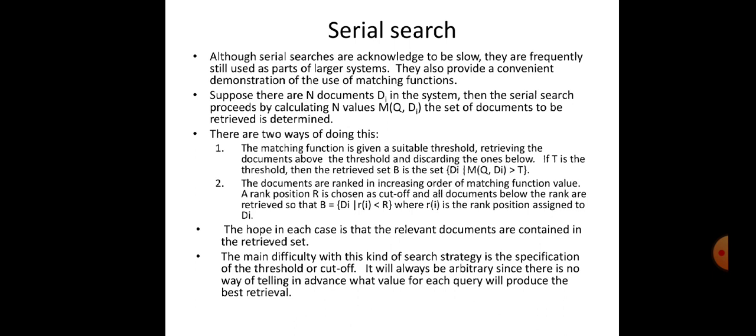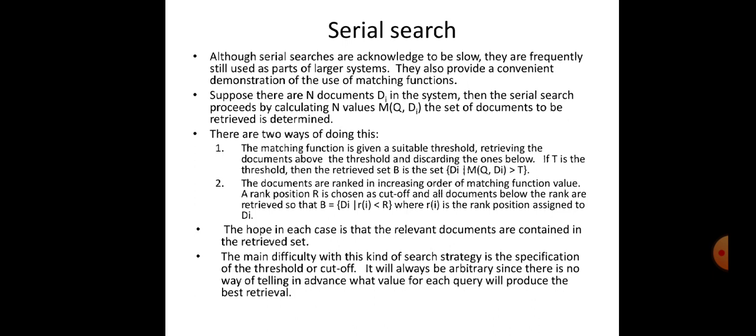The first one is that the matching function is given a suitable threshold. Then we will be retrieving the documents above that threshold only, and we will be discarding all the documents below that threshold. That is, if T is the threshold, then the retrieved set B is the set of di where M(Q, di) should be greater than T. The matching score should be greater than a particular threshold, then only that document will get retrieved.